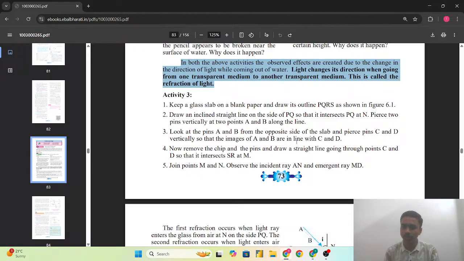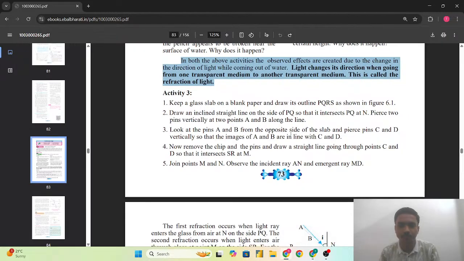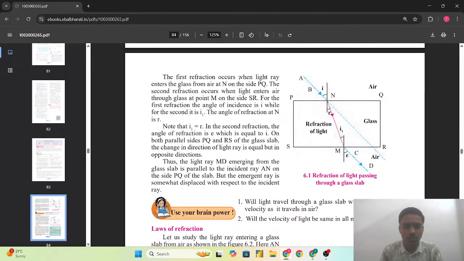Join points M and N. Observe the incident ray AN and emergent ray MD. The first refraction occurs when the light ray enters the glass from the air at N on the side PQ. The second refraction occurs when the light enters air through glass at the point M on the side SR. From the first refraction, the angle of incidence is I, while from the second, it is I1. Angle of refraction at the end is R.